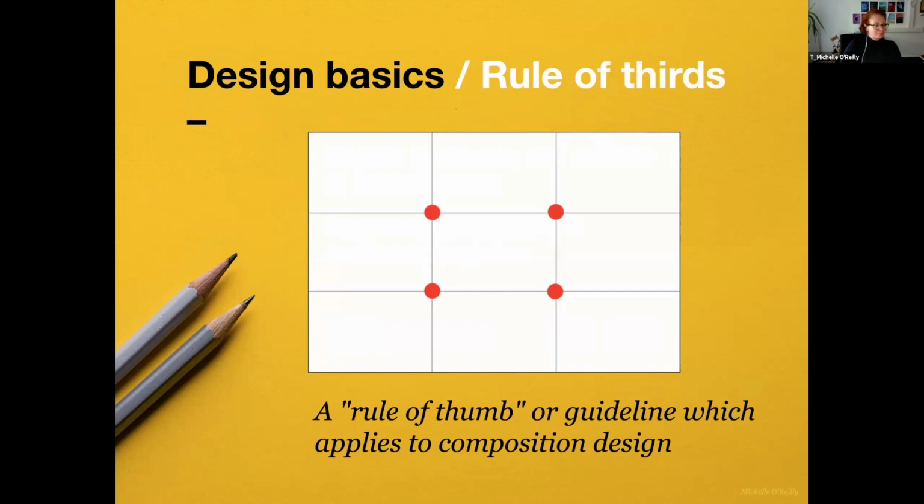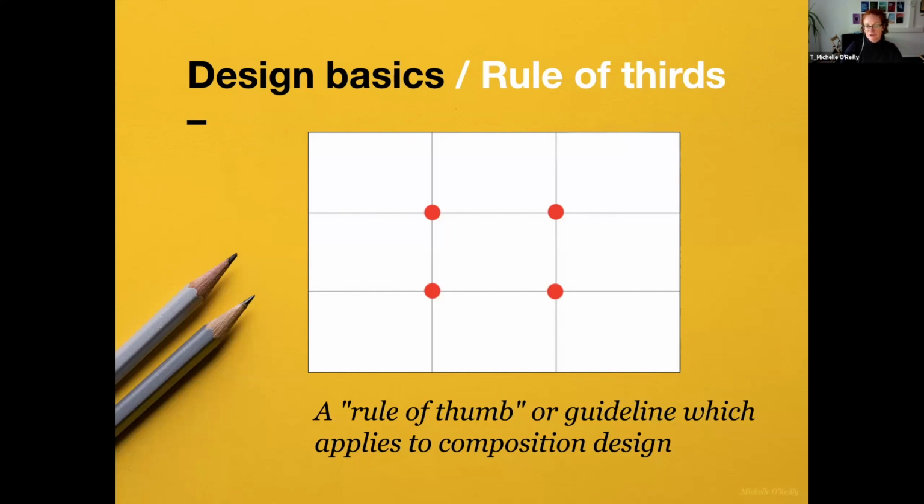So one of the guidelines of design that we work in, and this is also in photography, it's also in film, is the rule of thirds. It's a rule of thumb guideline which applies to composition design. So it doesn't necessarily mean that you have to follow it to the rule, but if you haven't got a good sense of how something should sit on a screen or how you should compose something, you can try and apply this rule to help you with working out how something should sit on a page or how your poster should look, for example.